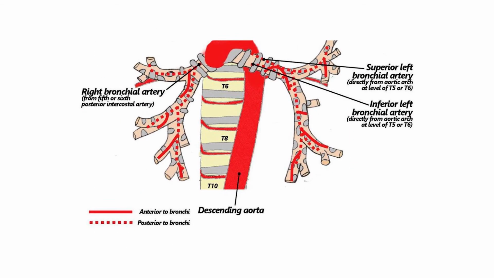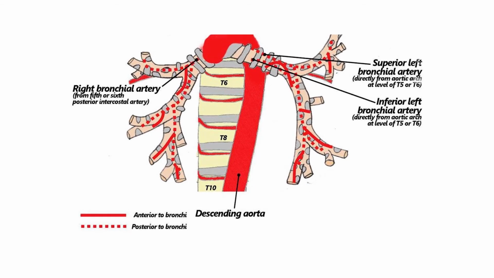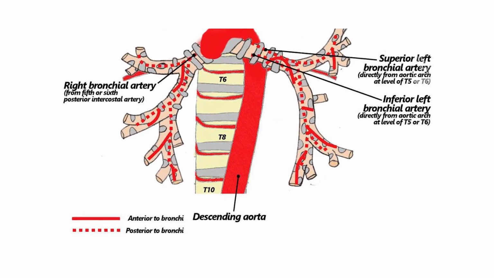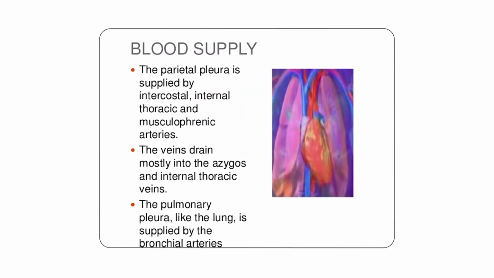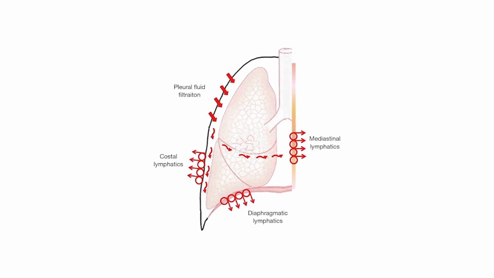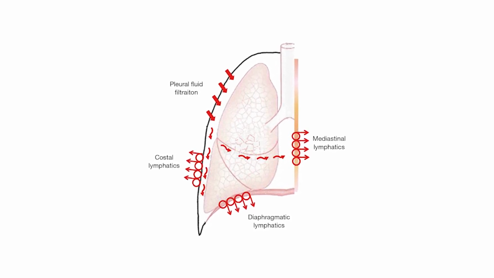Blood supply of the visceral layer of pleura occurs by bronchial vessels, while blood supply of the parietal pleura comes from intercostal and pericardiophrenic vessels. Lymph drainage of the visceral layer is into the tracheobronchial lymph nodes, while parietal pleura lymph drains into the intercostal lymph nodes.